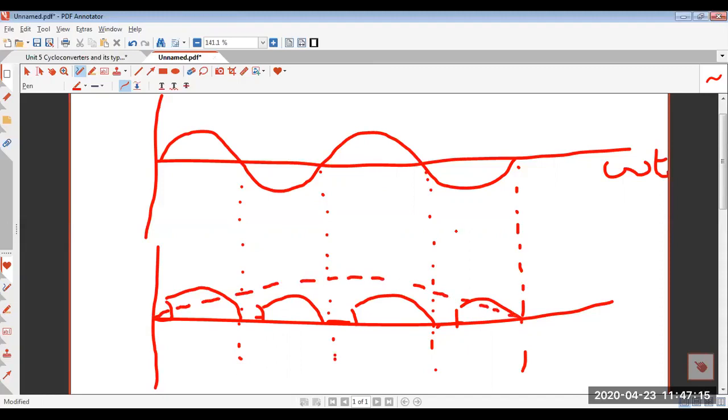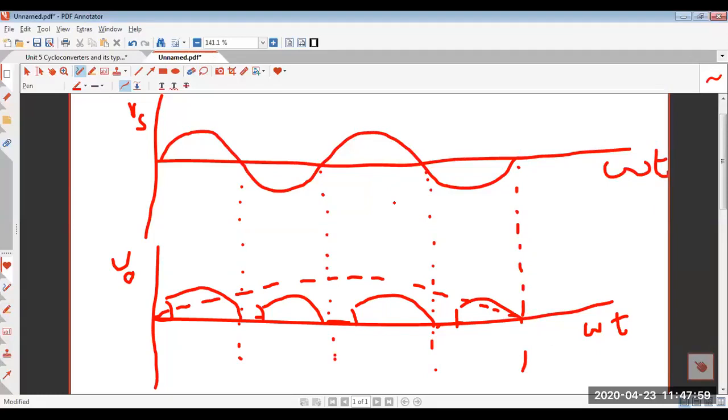So this is the output voltage and this is the supply voltage Vs, and this is omega t, right? Now can you see, for 2 complete cycles of input, you have got half cycle of output. Now let us say for the next 2 cycles, you would conduct the SCRs from the negative group. So that means one complete cycle of output.